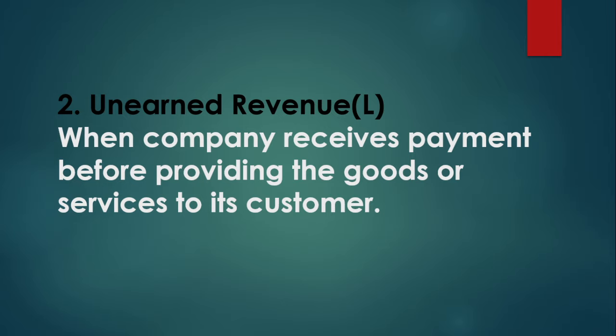Okay. Now, let's proceed with the second type of adjusting entry, the unearned revenue. Unearned revenue is a liability. It is when a company receives payment before providing the goods or services to its customer. This time around, naka-receive na ng pera si kumpanya pero hindi niya pa naibibigay yung product or yung goods kay customer or hindi niya pa nare-render yung service kay customer.